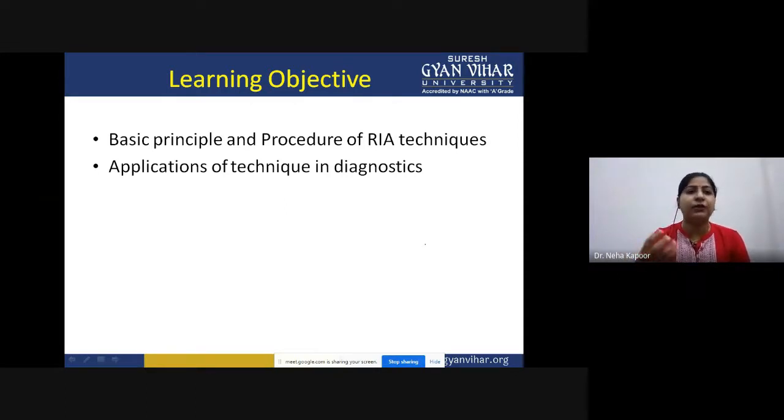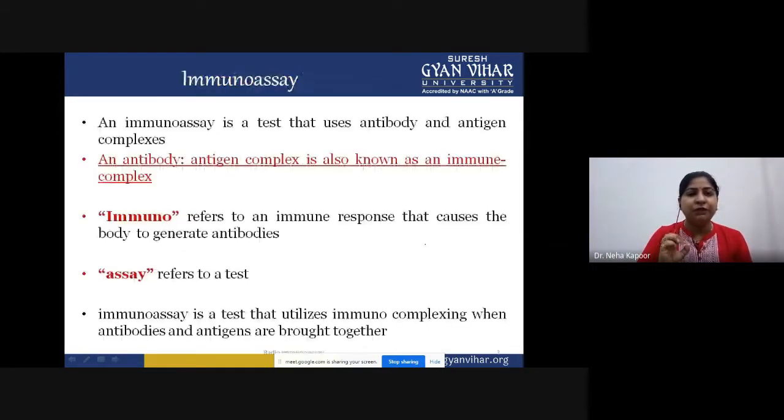radioimmunoassay: what is the principle behind it, why we need to use it, what is its importance, how we can perform these experiments, what sort of things we require to carry out this technique, and how we can use this technique in various molecular diagnostic purposes, how we use this technique in different types of diagnosis. So that is the main objective.